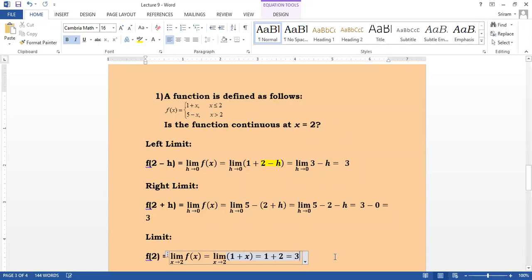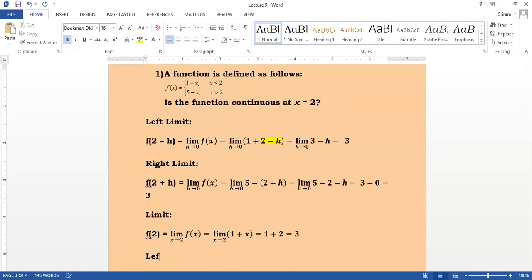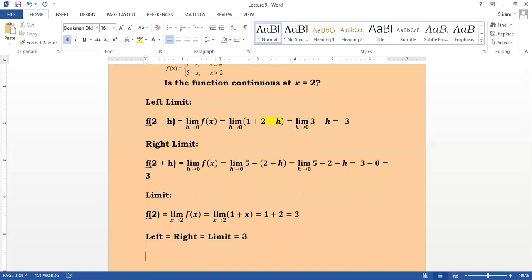So when I check here, my left limit is equal to 3. My right limit is equal to 3. And my limit value is equal to 3. Isn't it? My left limit equals my right limit equals my limit value. All the three values are equal and they are equal to 3. If I have equal values, we are going to say f of x, the function, is continuous. But you have to write in which place it is continuous: at x is equal to 2.